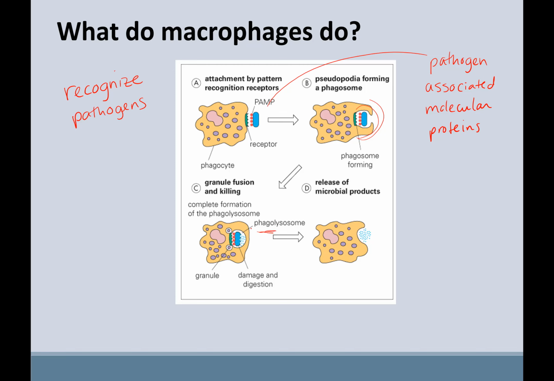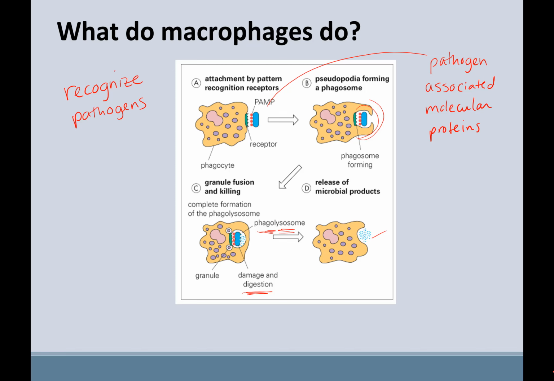They fuse it with a lysosome, so phagolysosome, and then that results in digestion. Okay, so they bind, engulf, and digest, and spit out the waste. Right? So very efficient way to go through and kind of clean out things that are foreign.